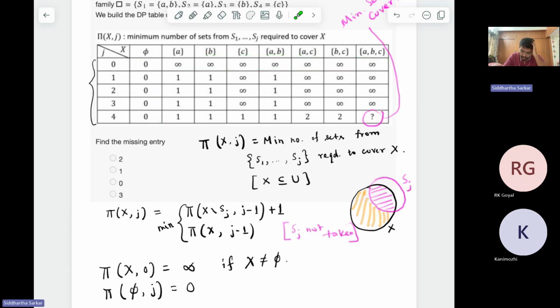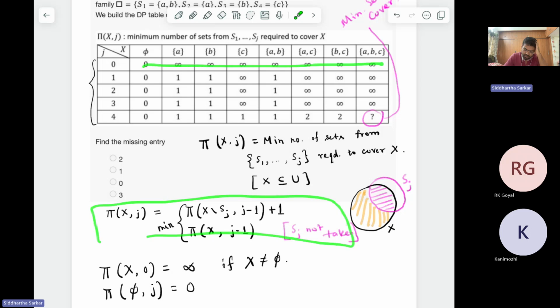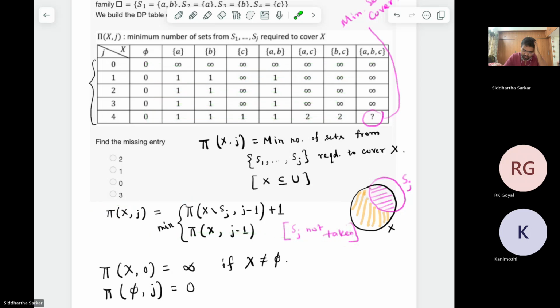Okay. So now with this recurrence, you have defined the first row and the first column, and now you are going to go row wise. And this recurrence is such that to compute Xj, the dependence is only on the previous row. So that's why the previous row entries are already computed. So we can compute this entry.